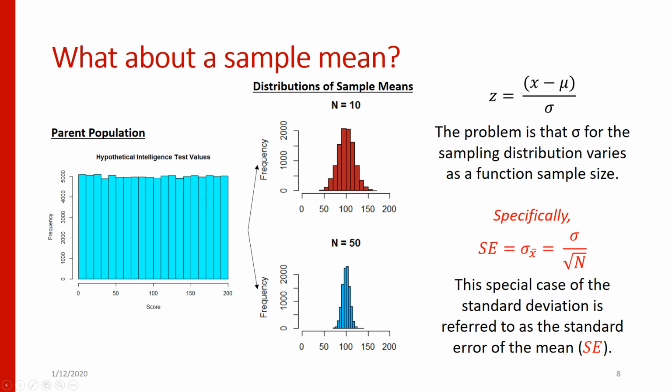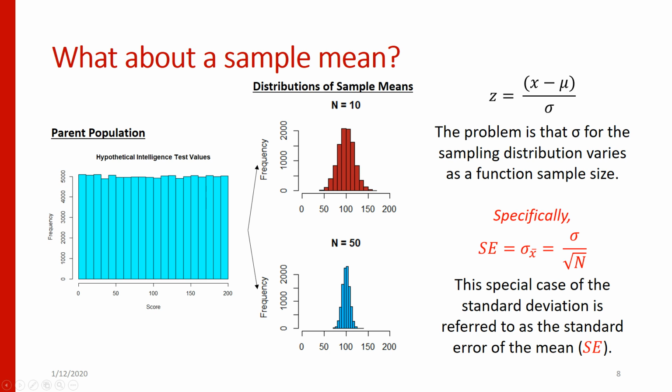And it has a mathematical relationship to the standard deviation in the original population, which is represented here by sigma. And the standard error is simply sigma divided by the square root of n, which is to say that I take the standard deviation of the population, right, the standard deviation of these bars over here, and I divide that by the square root of the sample size that I am taking, right? So it'd be sigma divided by the square root of 10 in this case, or sigma divided by the square root of 50 in this case. And that is going to give me the standard deviation of each of these distributions.